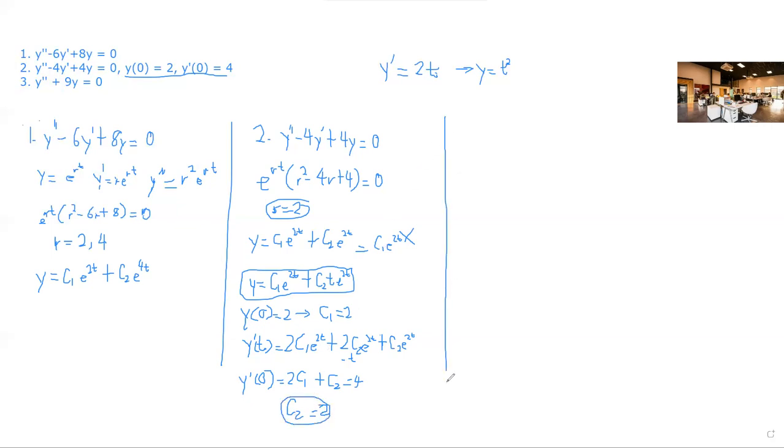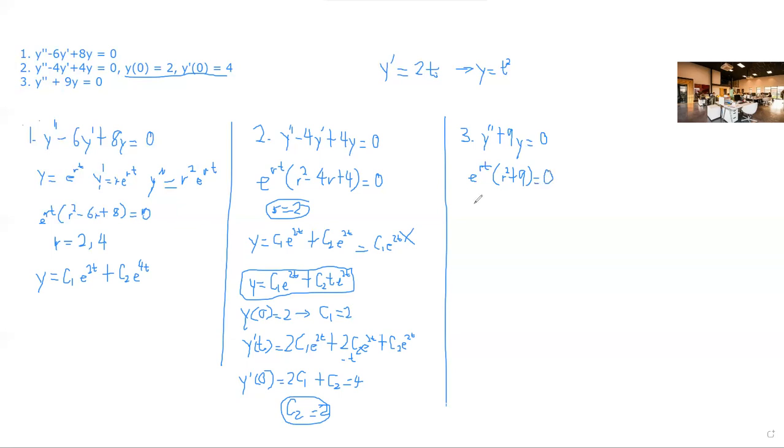And that's it for part 2. Part 3. Okay, so y prime prime plus 9y is equal to 0. And e to the power of rt times r squared plus 9 equals 0.